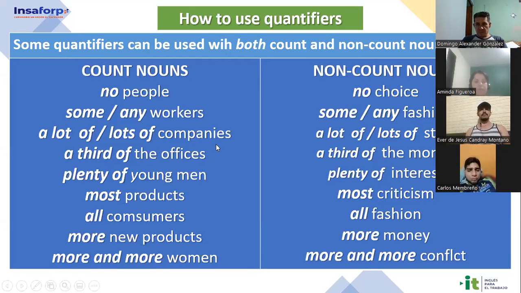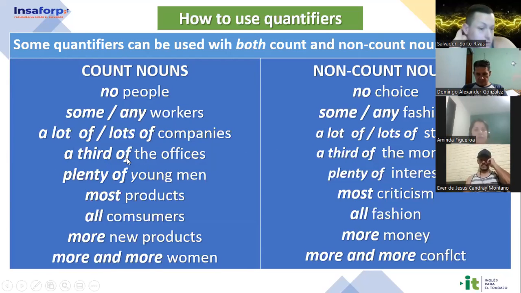A third of, una tercera parte, right? The offices. A third of the money, right? Plenty of, muchos, o mucho. Most, all, you say all consumers, all students. And you can say all milk, toda la leche, right? More new products, more money. I wish, eh? To have more money. More and more women, right? Oops, aquí hay otro error, se me olvidó la I. More and more conflict, okay?